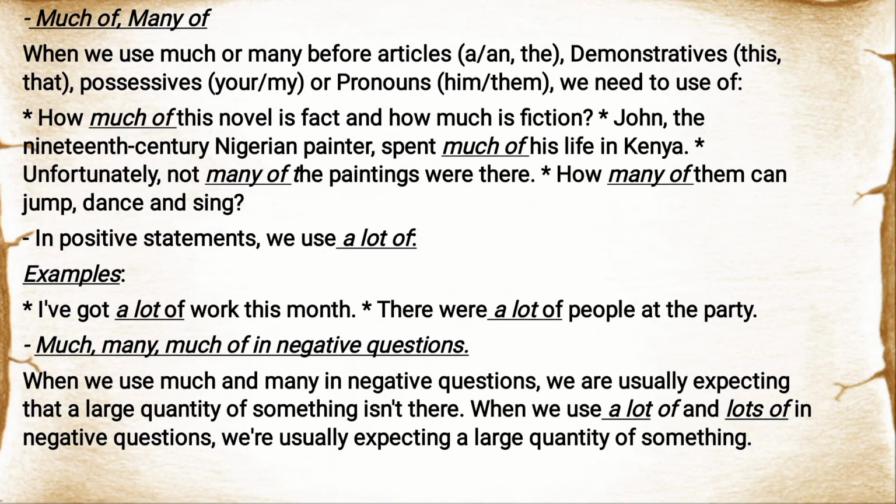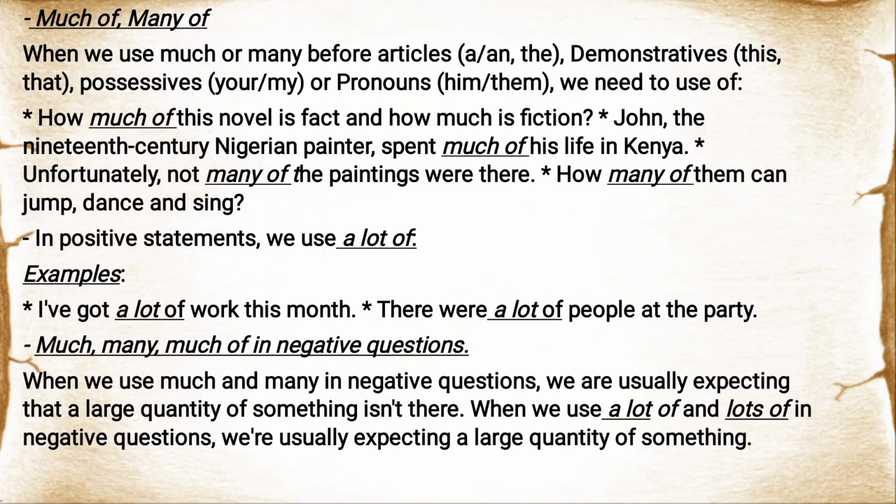Much of, many of. When we use much or many before articles a/the, the demonstratives this/that, possessives your/my or pronouns him/them, we need to use of. Examples: How much of this novel is fact and how much is fiction? John, the 19th century Nigerian painter, spent much of his life in Kenya. Unfortunately, not many of the paintings were there. How many of them can jump, dance and sing? In positive statements, we use a lot of. Examples: I've got a lot of work this month. There were a lot of people at the party.